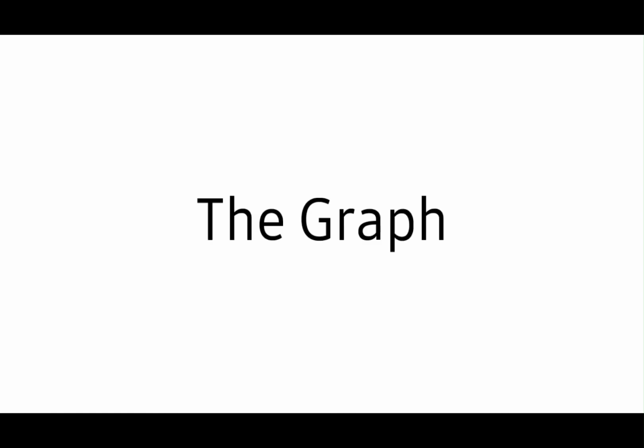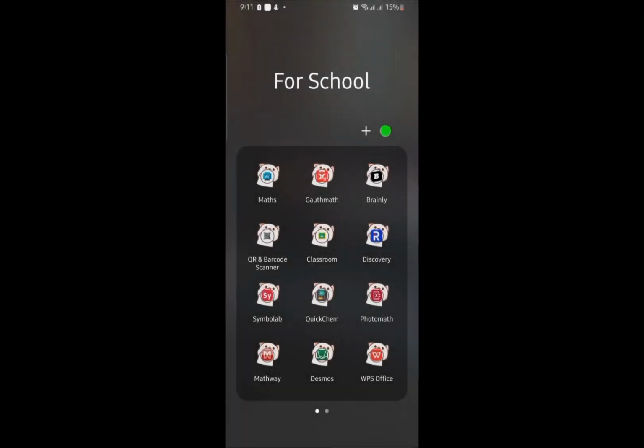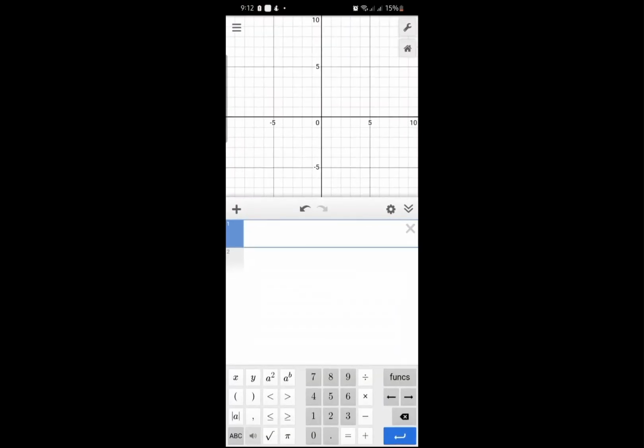Now you're done. Now, time for the graph. For figuring out the graph, I use an app called Desmos. Desmos makes it easier because you just put your equation in this blank so that you will know your answers. It has a graph, and it will let you know if your graph is correct or not.